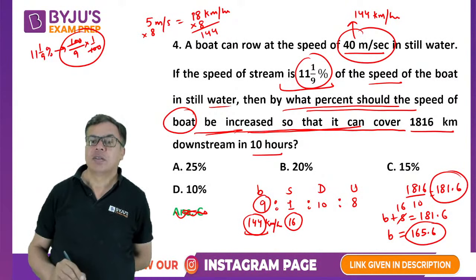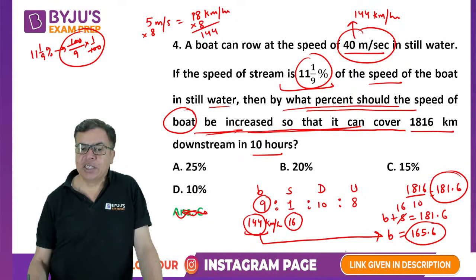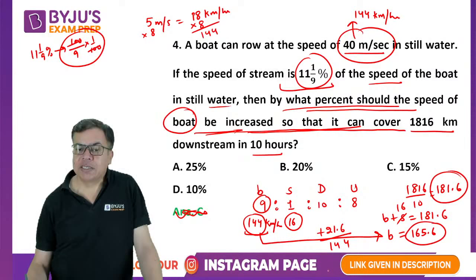Currently, the speed of the boat is 144. You want the speed of the boat to become 165.6. What is the change? The change is 21.6. So you want 21.6 increase on 144. What is the percentage? Okay, 10% will be 14.4 and 7.2 will be 5%. So it should be 15%.